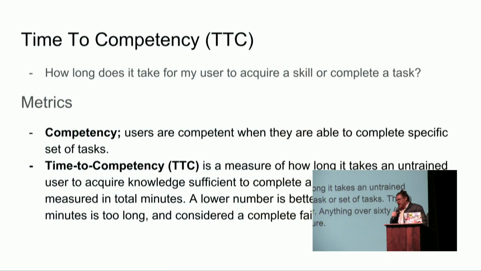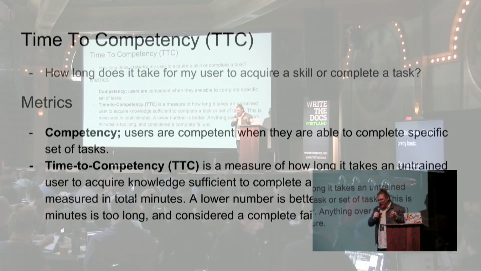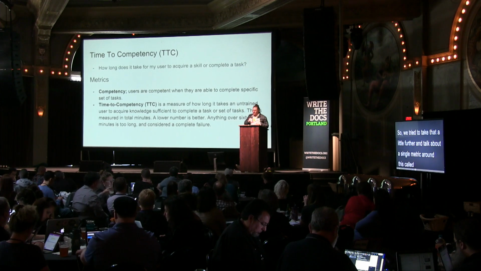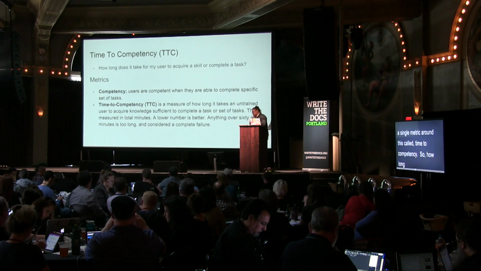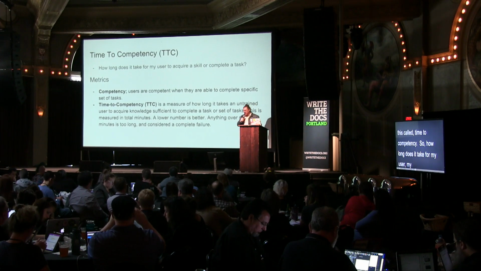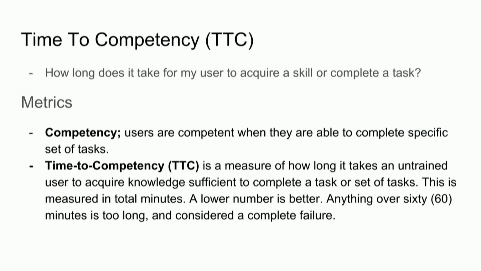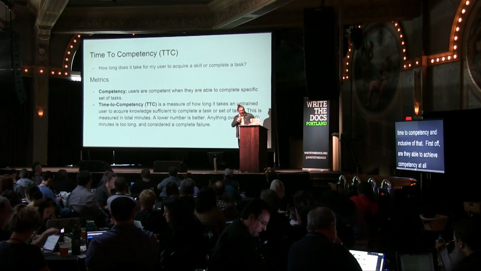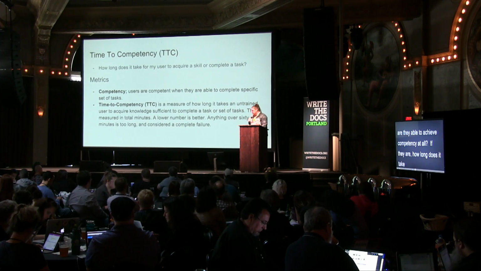That's pretty basic. So we tried to take that a little further and talk about a single metric around this called time to competency. So how long does it take for my user or my customer to acquire a particular skill or complete a particular task using my documentation? And we can track a bunch of different metrics around time to competency, inclusive of that. First off, are they able to achieve competency at all? It's kind of a binary metric. And then if they are, how long does it take them to accomplish that? That's a time to competency. It's a number of minutes.